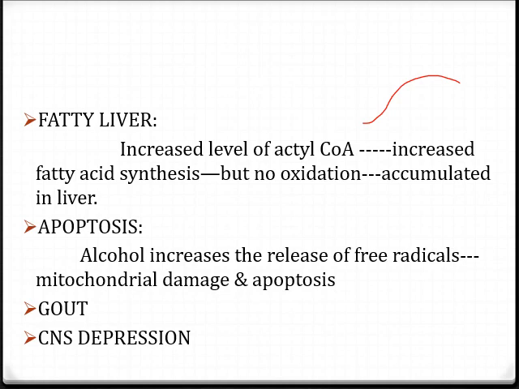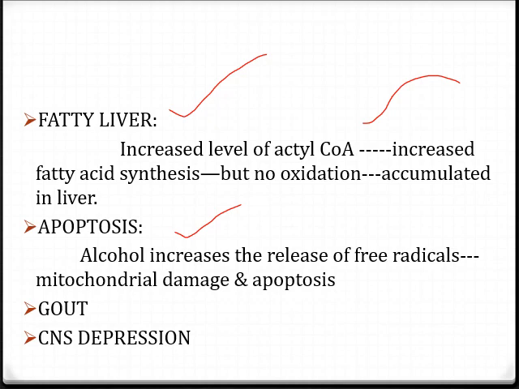So the acetyl coenzyme A will be accumulated in the liver and channeled towards the synthesis of lipid or fatty acid. This fatty acid or TG will be accumulated in the liver, which is known as fatty liver. Together, all those things promote lipogenesis, TG synthesis and cholesterol synthesis from acetyl coenzyme A, and that leads to fatty liver. Then apoptosis. Alcohol increases the release of free radicals also, and that can lead to mitochondrial damage and can cause apoptosis.